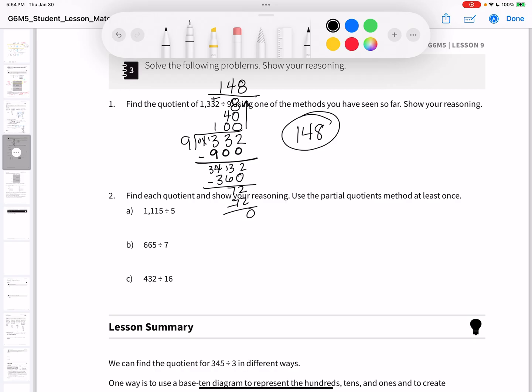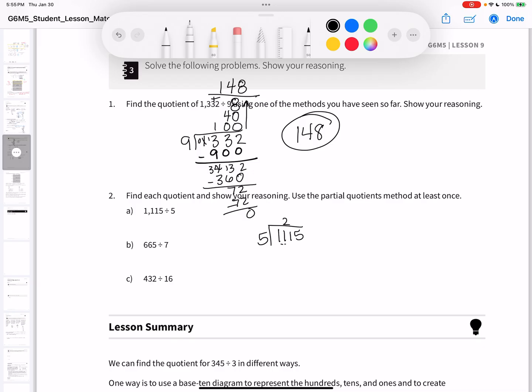Okay. Find each quotient and show your reasoning. Use the partial quotients method at least once. Okay. So let's do the partial quotient for this one. No, let's do regular division for that one. Nope, we're going to do partial quotient for all of them because you need to see how that works. So 1,115 divided by 5. Okay, here we go. So 5, that's 11, so 10, that's 2 times.